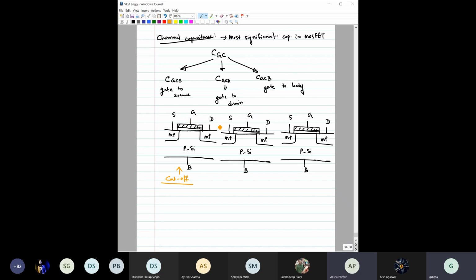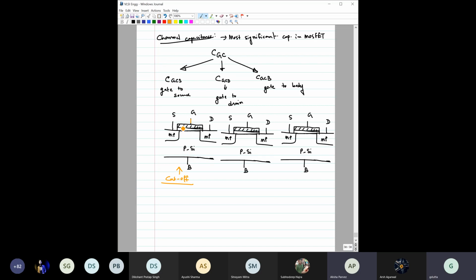You do not know what is the condition of source and drain as of now. Obviously, the source is grounded, and say you have not applied anything on the drain side right now. Then what would be the capacitance? The entire capacitance, this CGC, would be between this gate terminal and this body terminal. Because the body terminal is connected, this whole region will be at the same potential, because there is no current, so there will be no voltage drop.